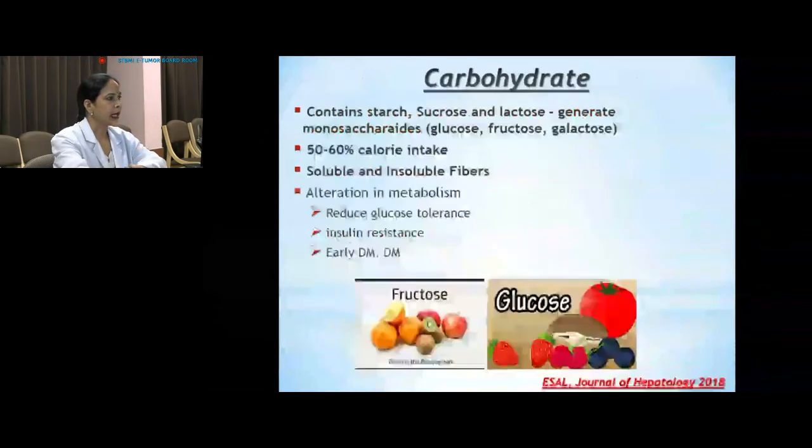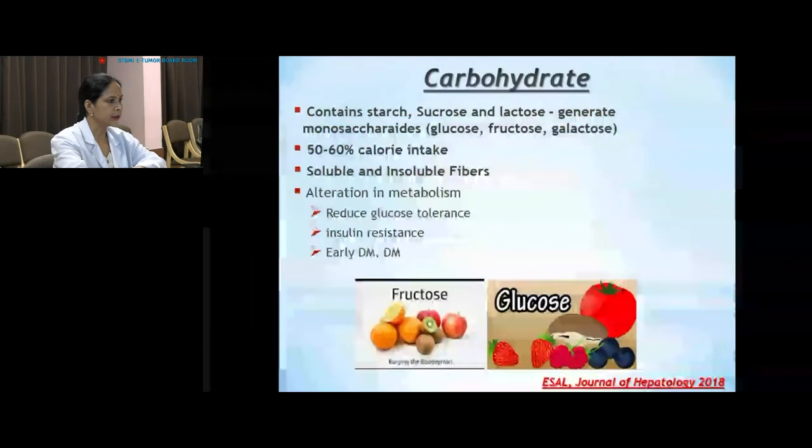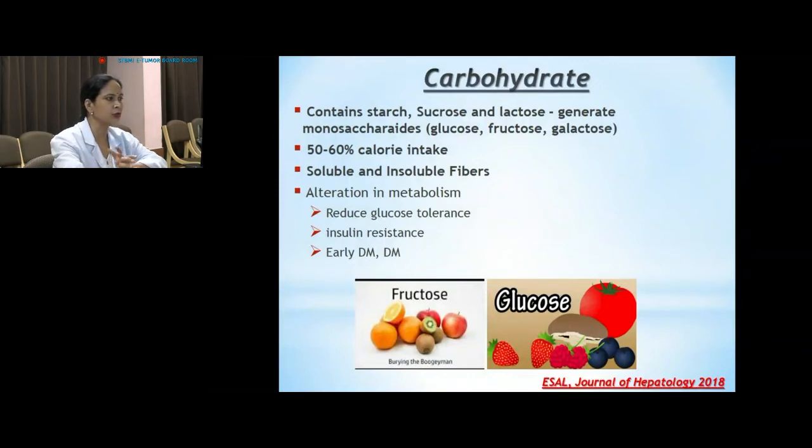Carbohydrate. The major source of energy for the cirrhosis patient is carbohydrate. It contains starch, sucrose, and lactose, and generates the monosaccharides glucose, fructose, and galactose. That is the major source of energy for the cirrhosis patient, and it empties the stomach early, so that feed or food can be given early for maintaining the gap and for covering the total protein and carbohydrate intake.